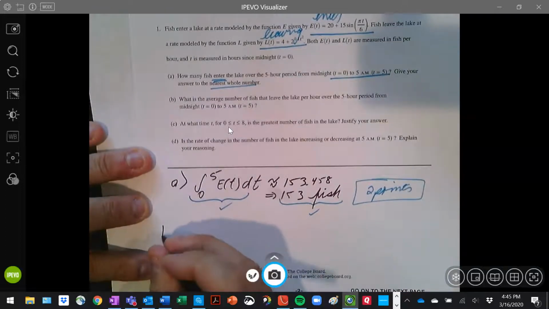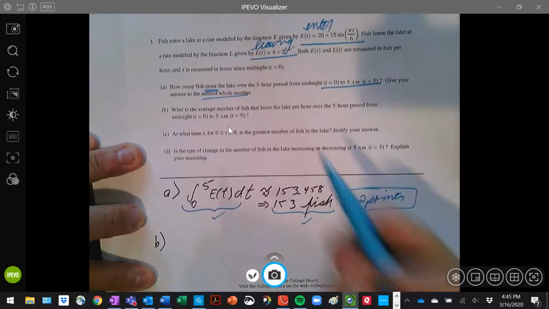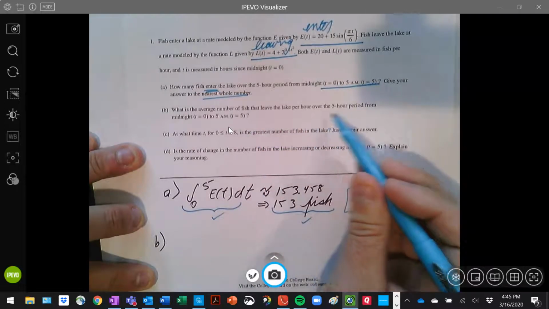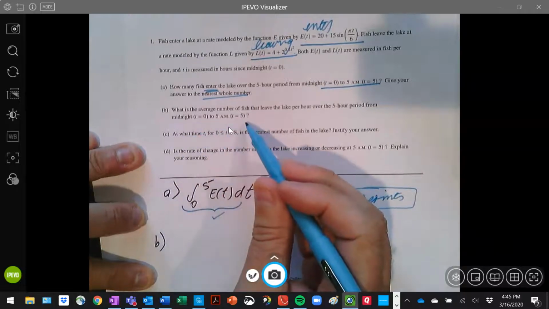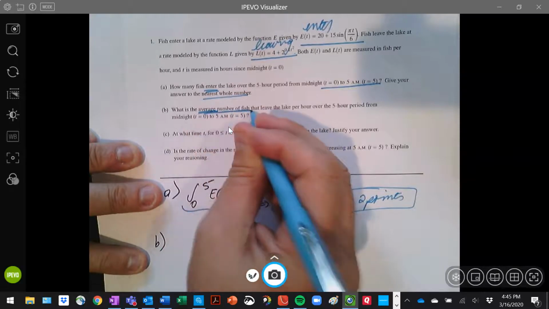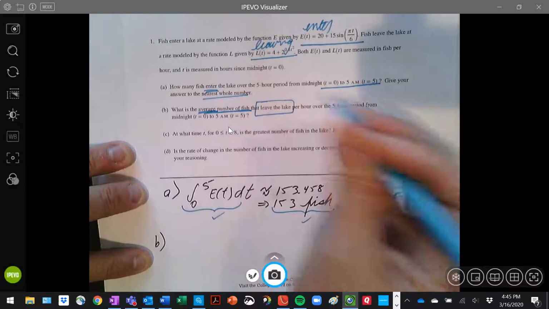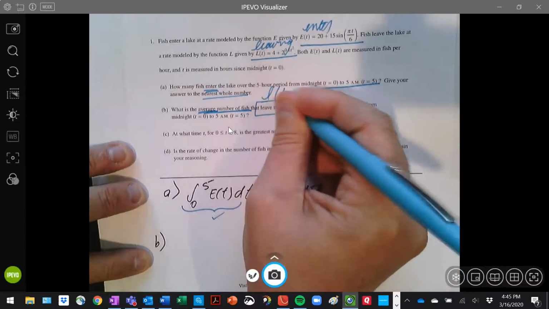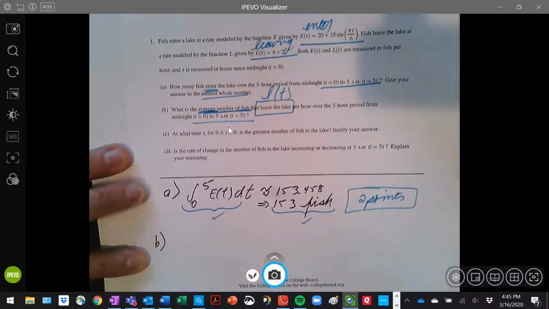Let's look at part B. In part B, what is the average number of fish that leave the lake over the 5-hour period from midnight, t equals 0 to 5 a.m.? Average number of fish, I think we know how to do that, and if not, we'll talk about that in a second, that are leaving the lake, so this is that L of t function, on the time period t equals 0 to t equals 5.